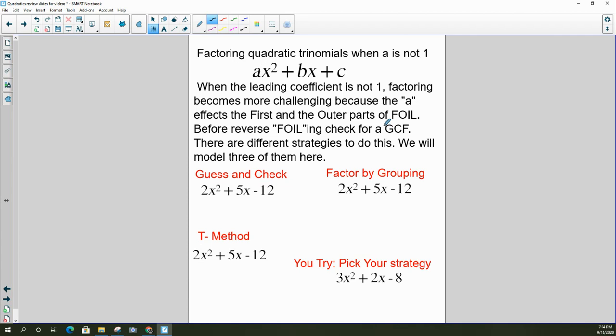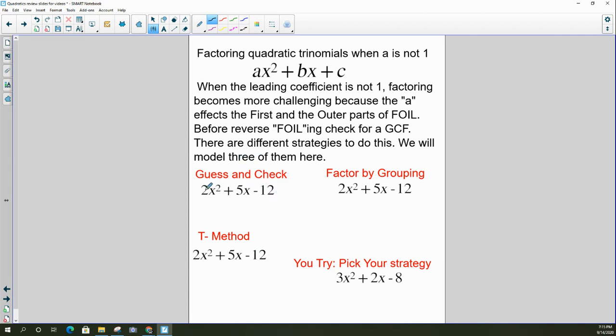After you check for a GCF, there are different strategies. I'm going to model 3 of them here. So the 3 strategies are guess and check, factor by grouping, and the T method. Some people call the T method the X method. There are just different strategies of doing it. I'm just going to model one of them here.